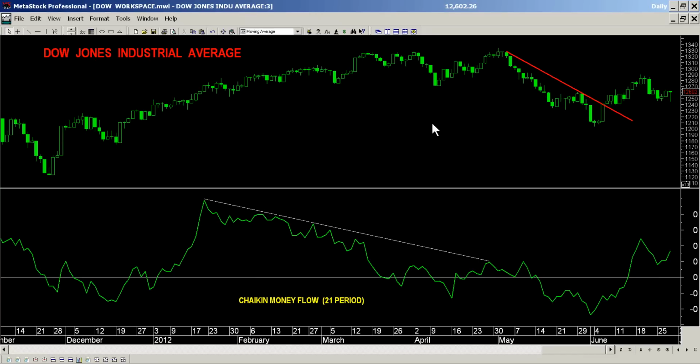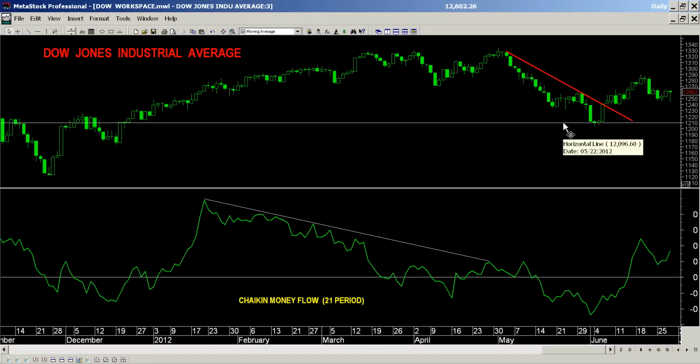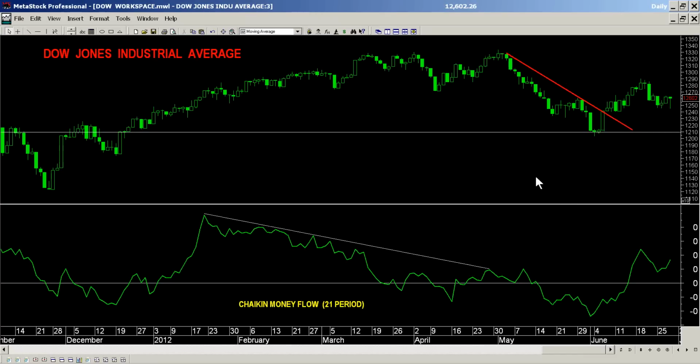Now, just looking at these two money flow indicators as compared to volume, it's very clear to see what the probabilities were, the high probabilities were for this move. Now, when we did find the market bottom at this level, we're waiting to see how prices are going to react at this level.